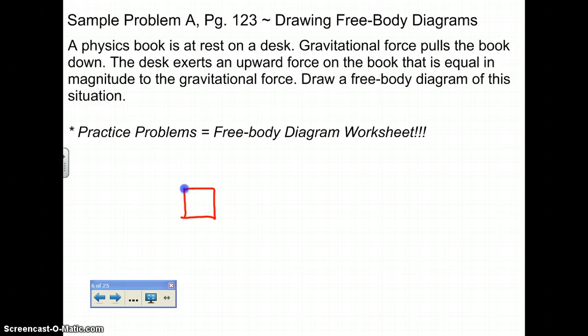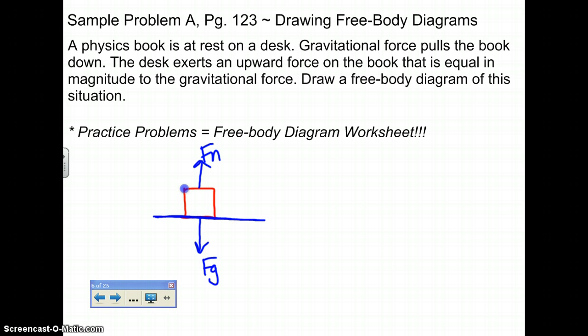Where does F of N go, guys? F of N is always perpendicular to the plane, right? Well, here's our plane right here. Here's our surface, here's our plane. So perpendicular to that plane would be like this. And then you're going to label F of N at the head of it. Okay, how does F of G always work? F of G is always straight down, regardless if it's on an inclined plane or not. It's always just directly straight down. So this one we will label F of G.